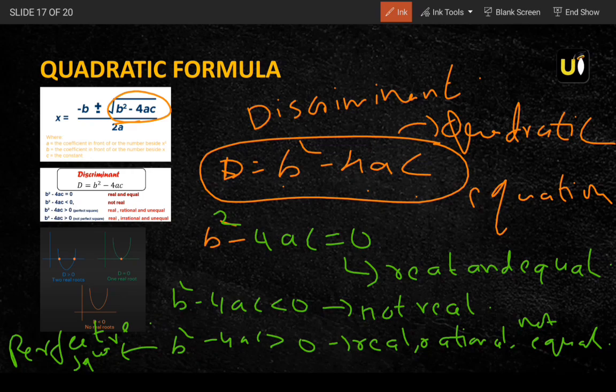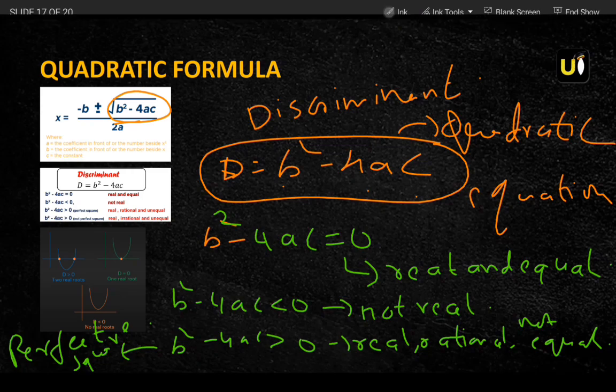Okay, so these are the conclusions that we can derive from the discriminant value. If it is equal to 0, the roots are real and equal. If this is less than 0, the roots of the equation are not real. And if it is greater than 0 and the discriminant is a perfect square, then the roots are real, rational, and not equal. If the discriminant is greater than 0 but not a perfect square, then the roots are real, irrational, and not equal.